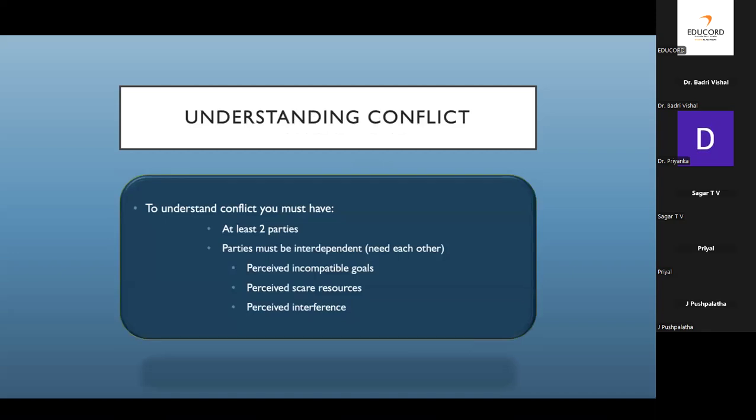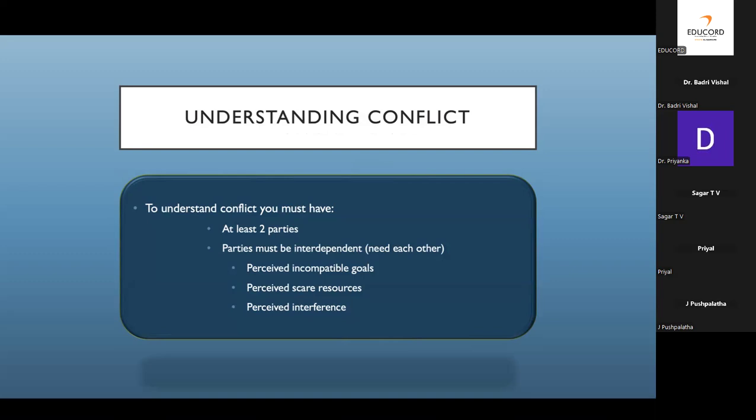Understanding the conflict. Whenever there is a conflict, we need to understand it. You need at least two parties. You cannot have a conflict with yourself. Now the parties must be interdependent or in need of each other. Only then will there be a conflict.